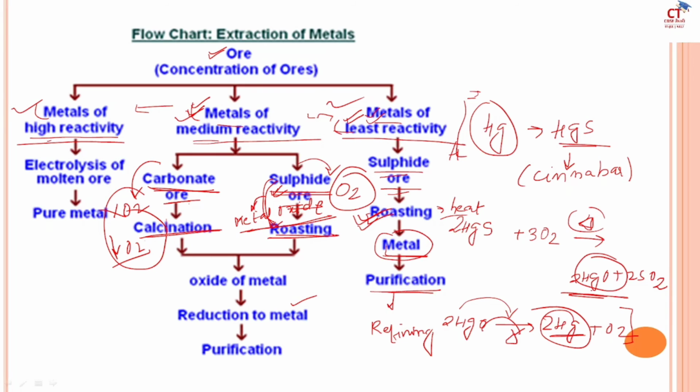Okay, let's see an example for this. ZnCO3 will give you ZnO, which is a metal oxide, and CO2, that is carbon dioxide. From both these processes we get metal oxides. From these metal oxides we will have to extract the metal. How is it done? It is done by reduction to metal.